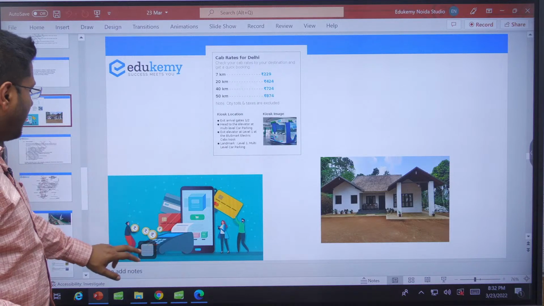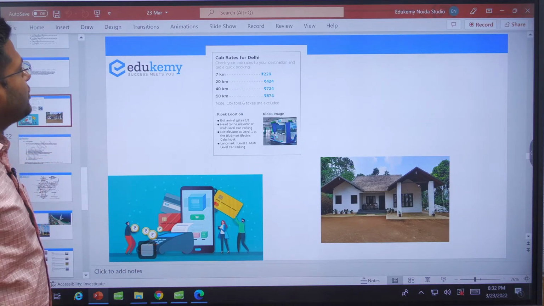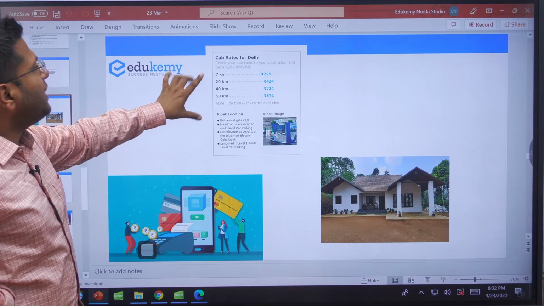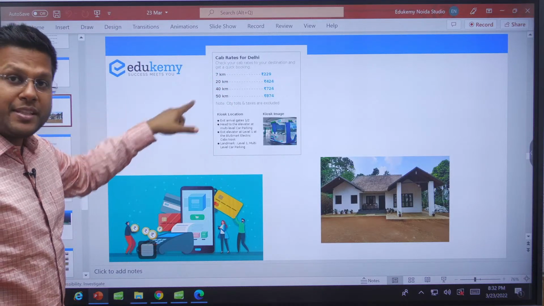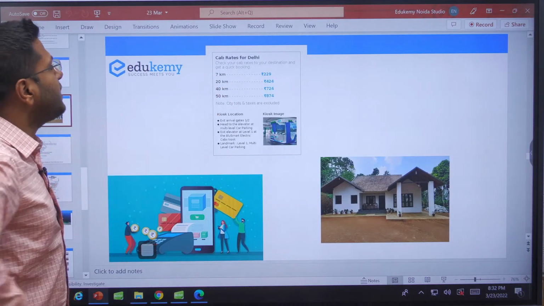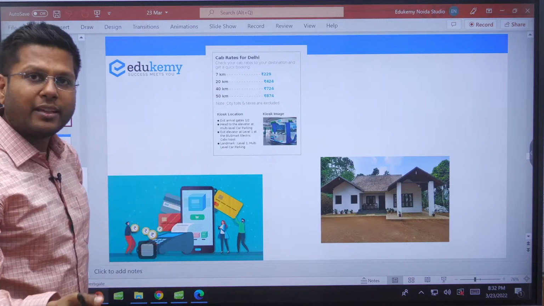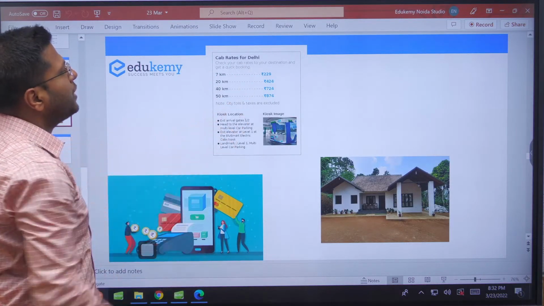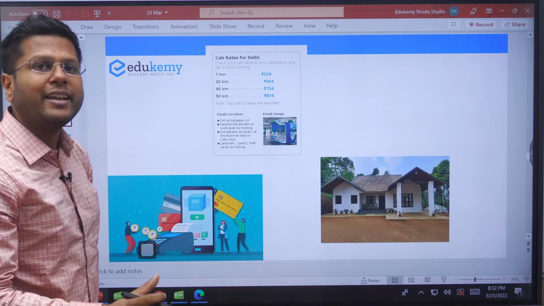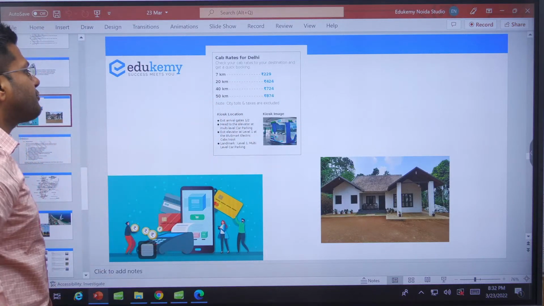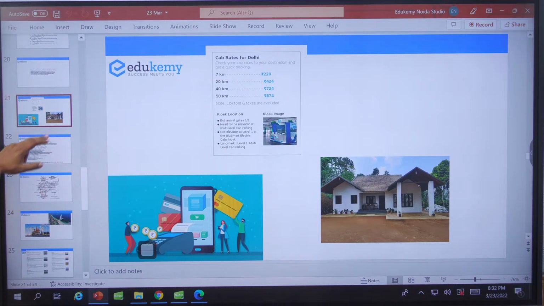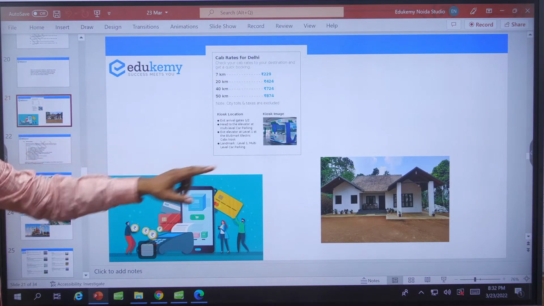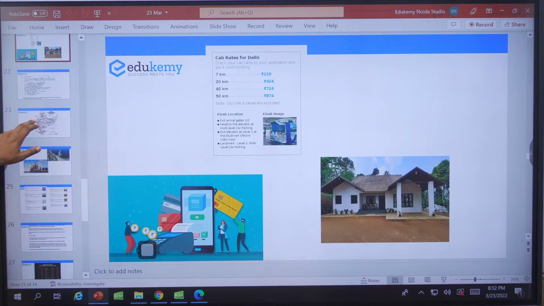When I was traveling by air, I saw on my WhatsApp itself, I got these cab rates. This is what is required for a tourist. 7 kilometers you travel and you can book your cab in the air itself. 7 kilometers, 230 rupees. 20 kilometers, 424. Instead of going to a local area, I had booked these cabs from the air itself. So this is what is called digital tourism, facilitating tourism for people, right?